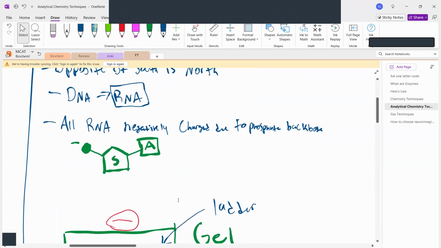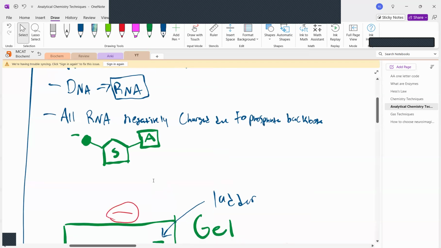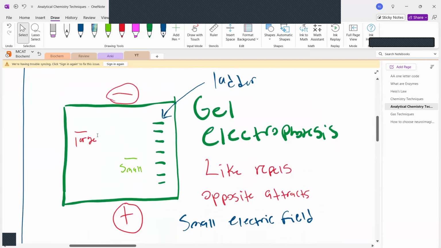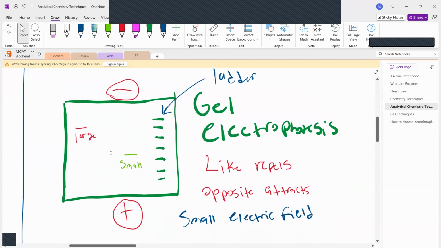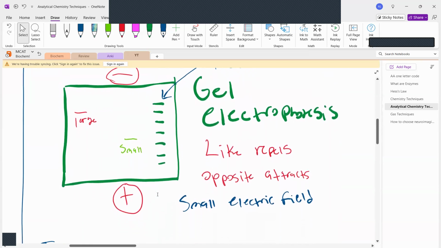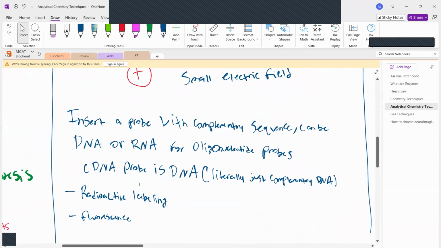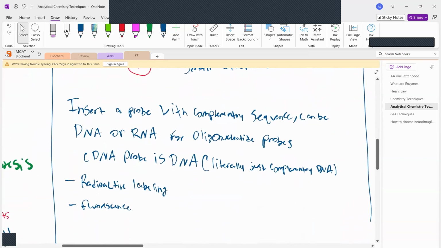And then RNA is like DNA, right? The only thing that's different is that OH group. RNA is negatively charged since it still has that phosphate backbone. Same thing, you're going to use gel electrophoresis for this. You have the ladder, large and small. Negative charges repel each other, so they want to get as far away as possible, whereas you have a positive charge down here that it's attracted to, and it generates a small electric field.